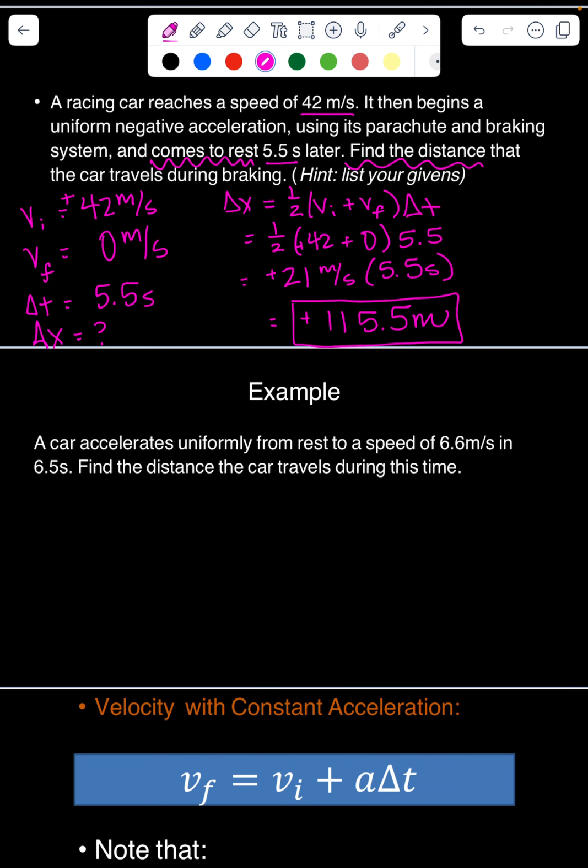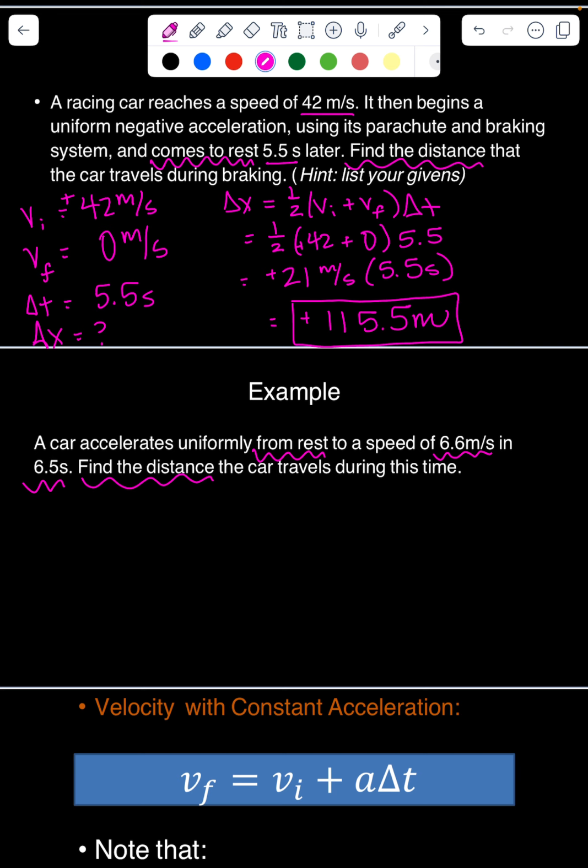So we have a car that accelerates uniformly from rest to a speed of 6.6 meters per second in 6.5 seconds. I want you to find the distance the car travels during this time.